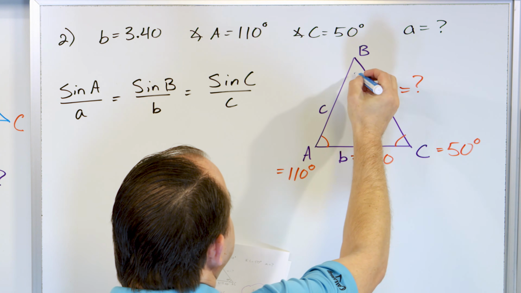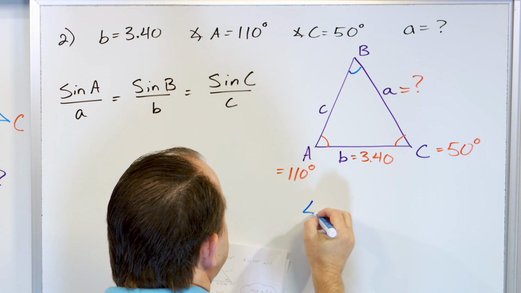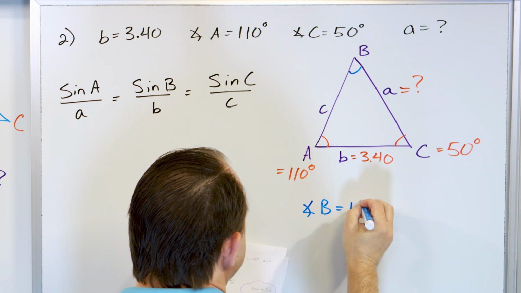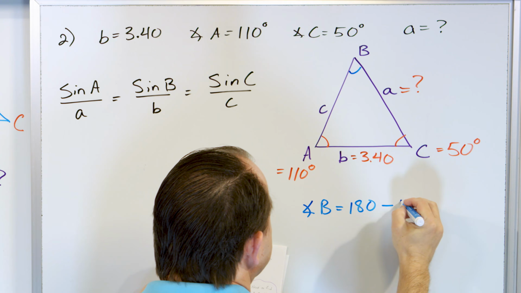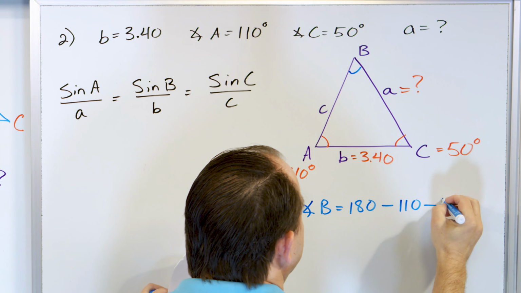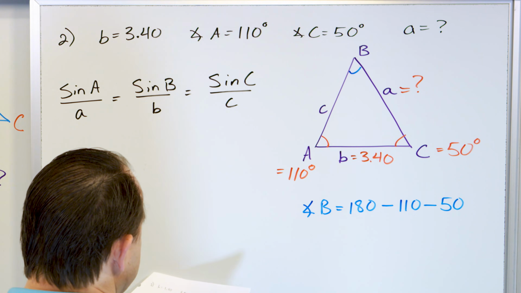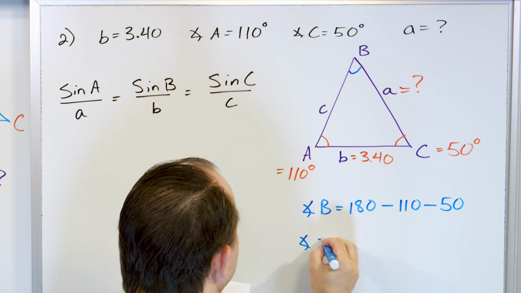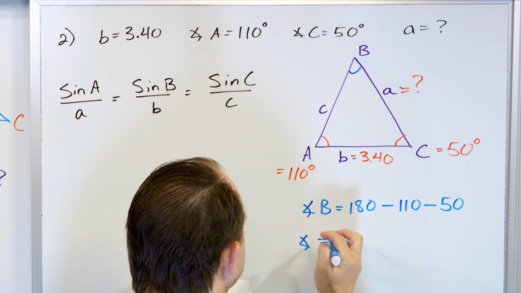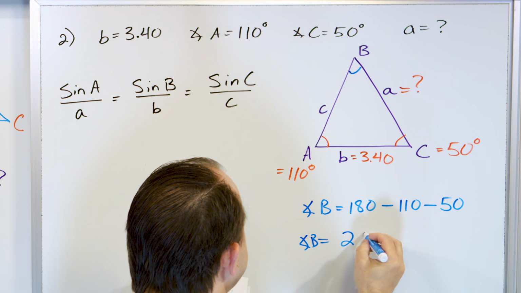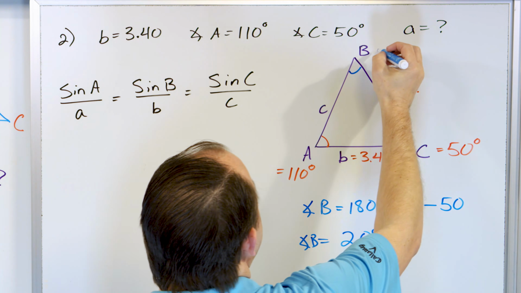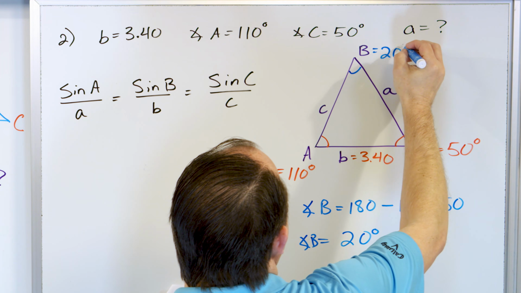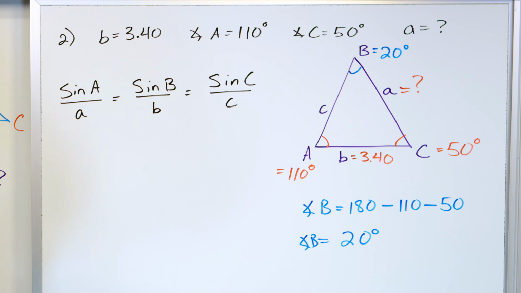So angle B is the missing angle here. So you can say angle B is equal to 180 degrees minus this angle, 110, and also minus this angle, 50 degrees. All right, and then angle B, when you do this, you're going to find that it's equal to 20 degrees. And now that we know that, we can say that angle B is equal to 20 degrees. And now we have enough information to solve it.